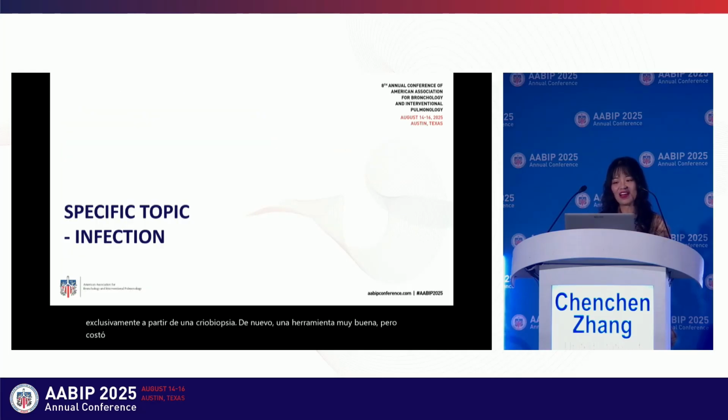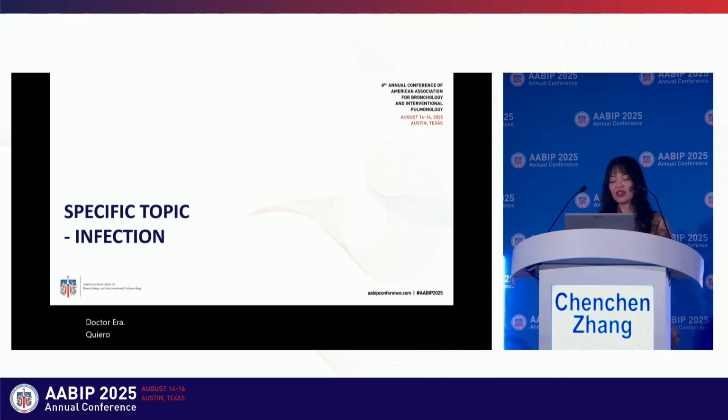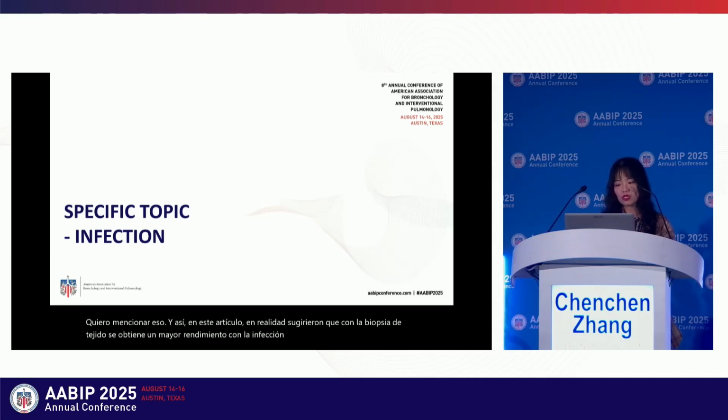And then I want to touch a little bit on a specific topic, infection, among all the benign diseases that we're dealing with. This is actually Dr. Era's paper, and I want to mention that. In this paper, they suggested that with tissue biopsy you do get a higher yield with infection, and between transbronchial needle aspiration and transbronchial biopsies, you have a higher yield with the biopsy, not just a needle aspiration.